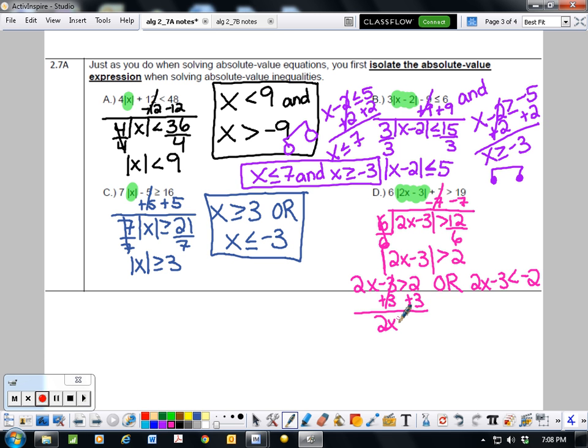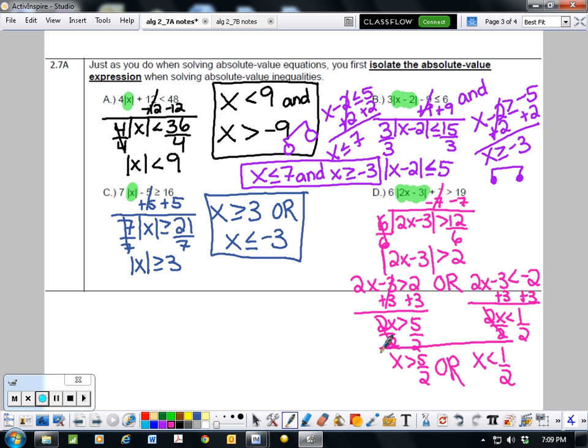Now I have 2x is greater than 5. I divide by 2. So x is greater than 5 halves. Or I could change it to 2.5, that's fine. Or, and then I've got the other one. I add 3 to both sides. So now I have 2x is less than 1. Divide by 2. x is less than 1 half.